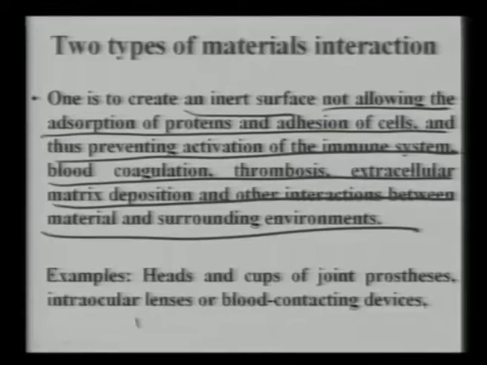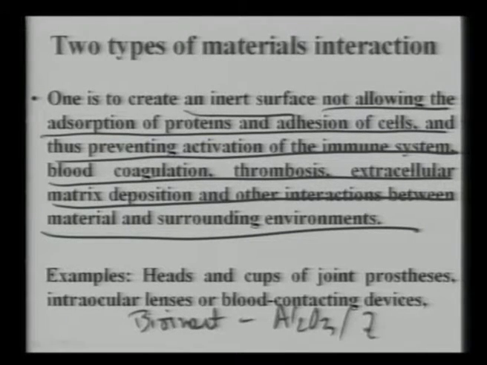So what they call bio-inert material. Bio-inert means it is biologically inert type of materials. Now these kinds of materials, for example, are alumina or zirconia. These kinds of materials cannot create a biologically active surface. They essentially create an inert surface, and they do not allow all this protein absorption, cell adhesion, and any activation of the immune system to take place.